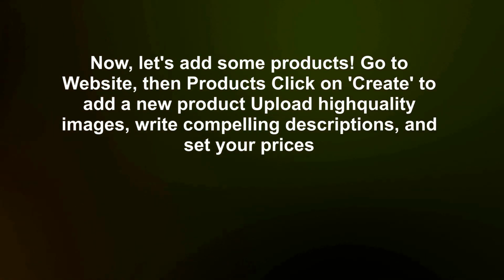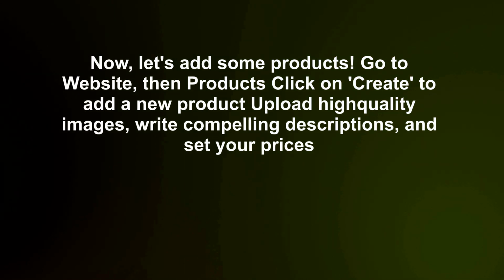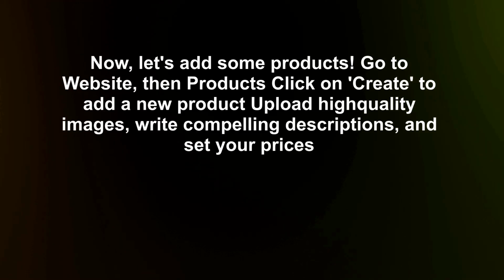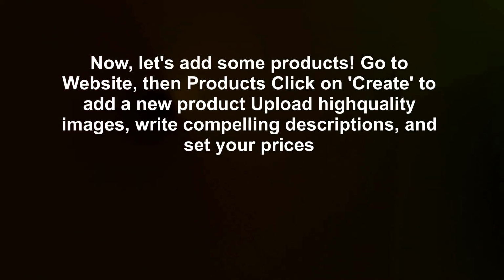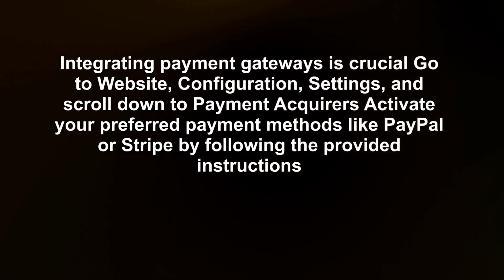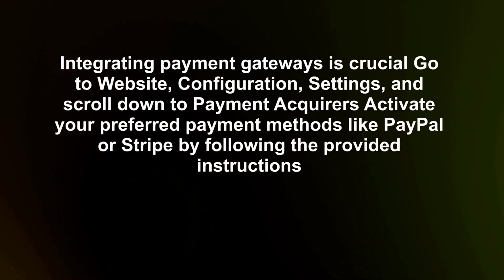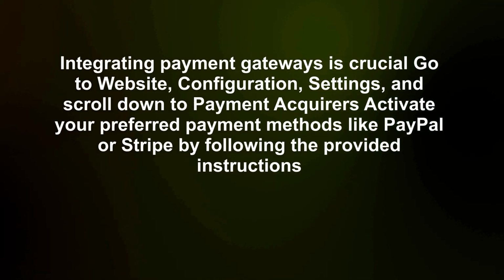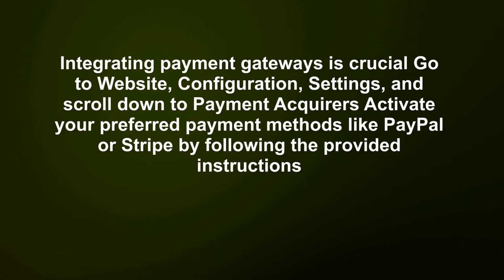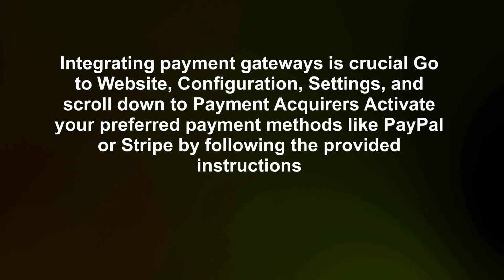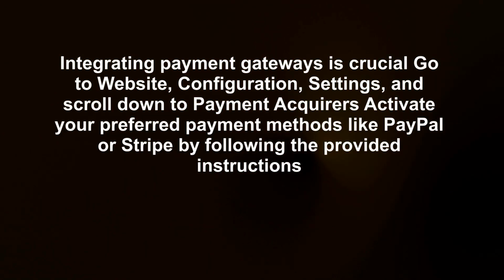Now, let's add some products. Go to Website, then Products, click on Create to add a new product, upload high-quality images, write compelling descriptions, and set your prices. Integrating payment gateways is crucial. Go to Website, Configuration, Settings, and scroll down to Payment Acquirers. Activate your preferred payment methods like PayPal or Stripe by following the provided instructions.